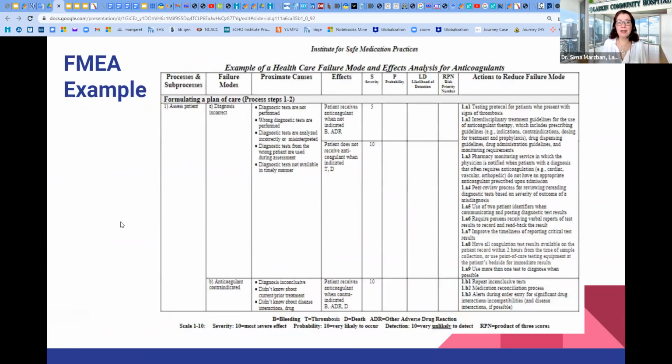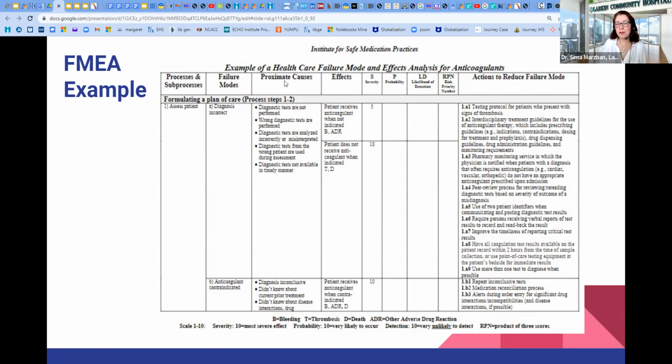So in the FMEA methodology, we have some templates like this. We should define processes and sub-processes. We should define failure modes in that part of the process. So you see here, this is the first step, assessing patient. And these are the potential failures in that step. In patient assessment, we can have incorrect diagnosis as a failure.